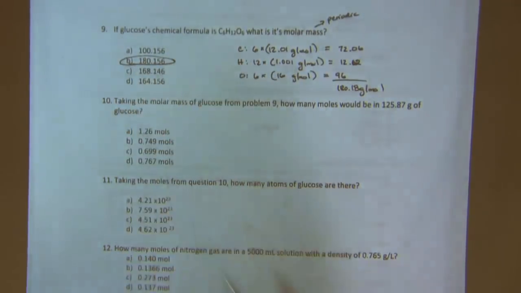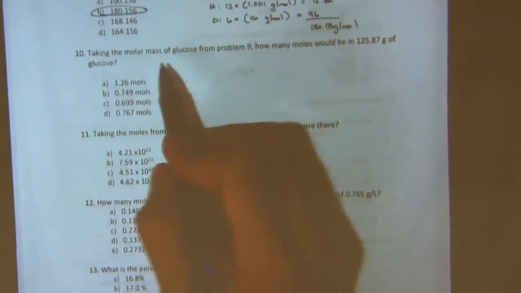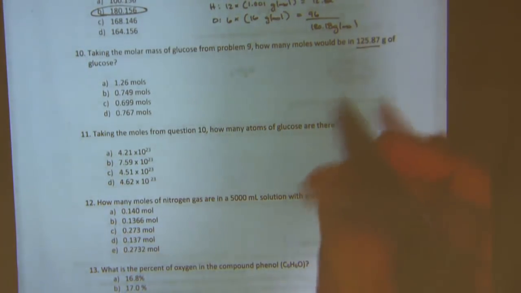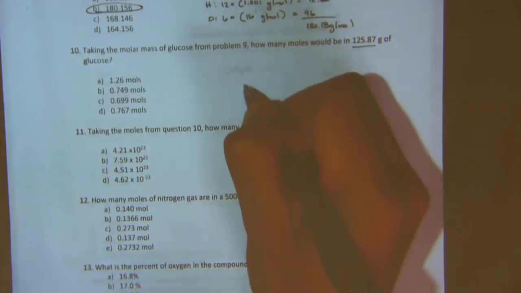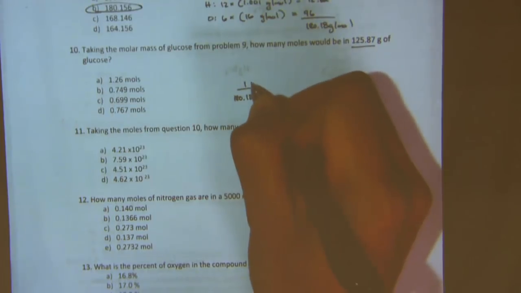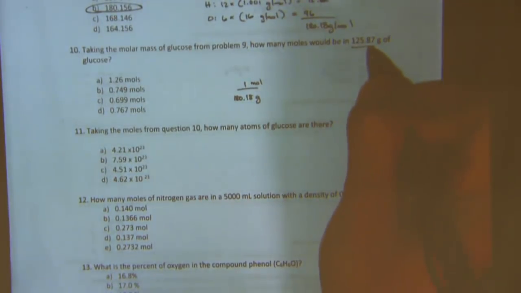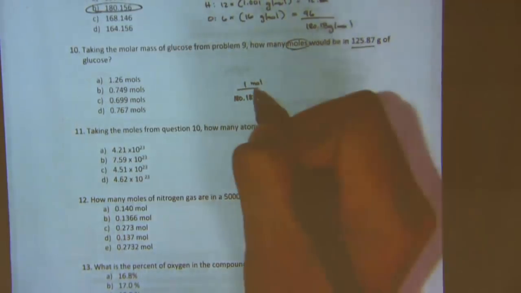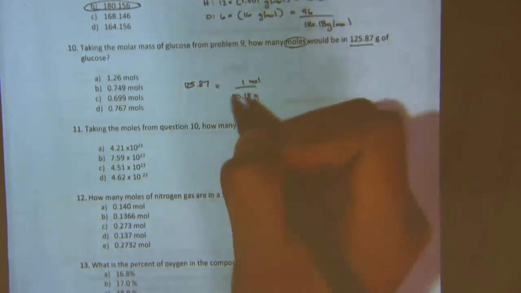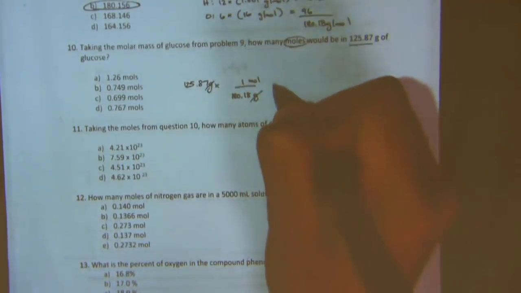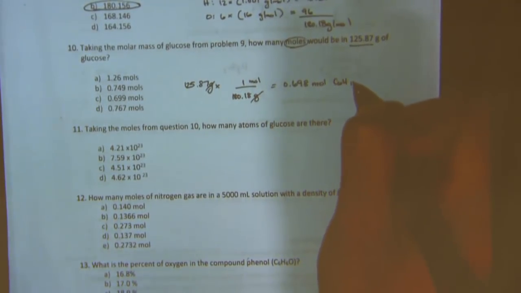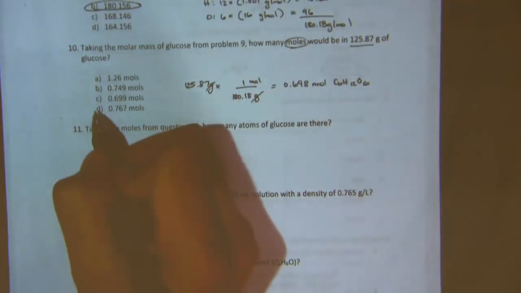So option B. Number 10, taking the molar mass of glucose from problem 9, how many moles would be in 125.87 grams of glucose? So we already figured out the total molecular mass of glucose to be 180 grams per mole. In this particular problem, we're looking for the moles, so we want moles on the top. That's why I set it up like this. So we would multiply the fractions, and the grams would cancel out, and we would get 0.698 moles of C6H12O6, which corresponds closest to option C.